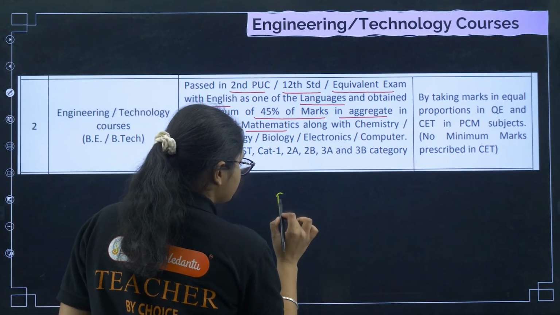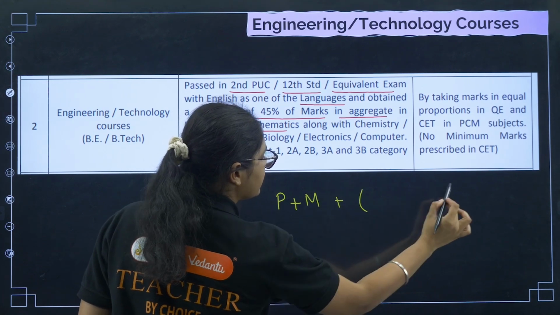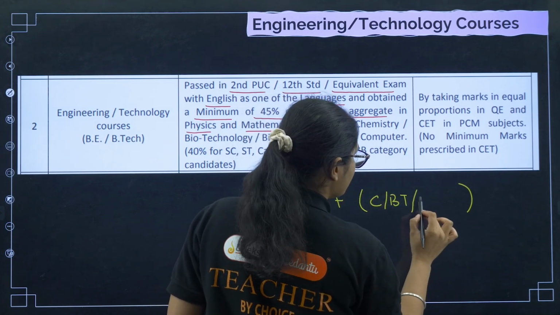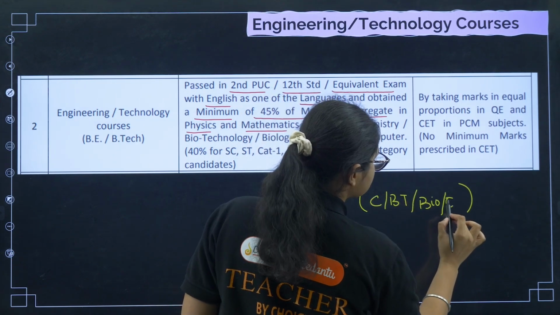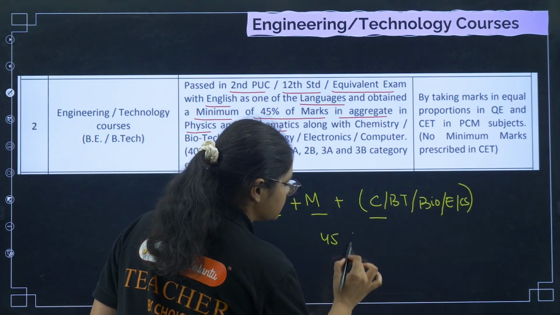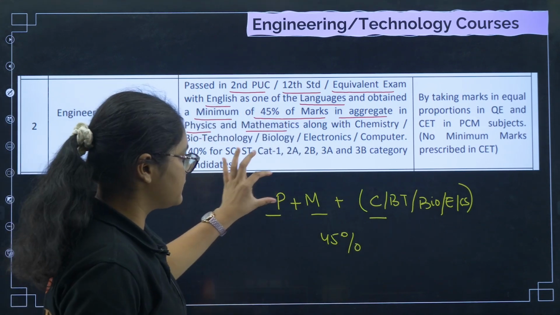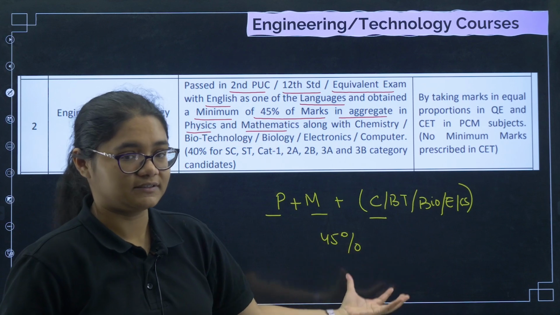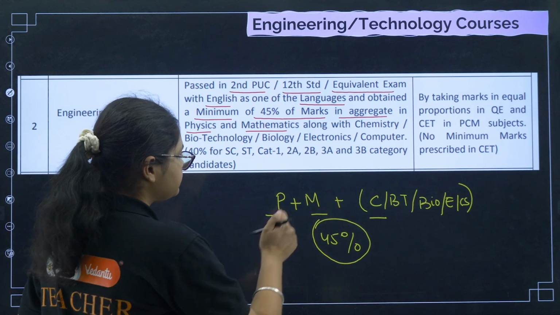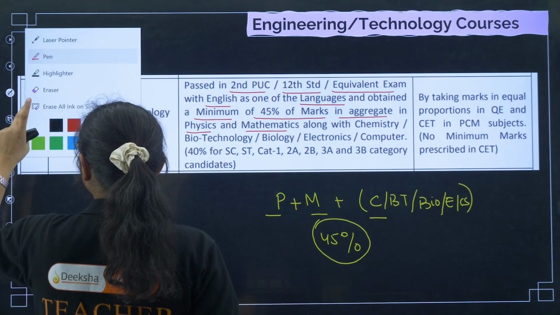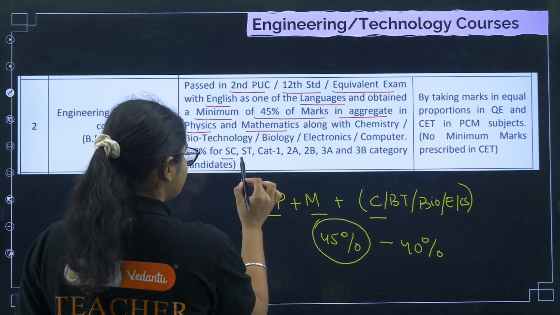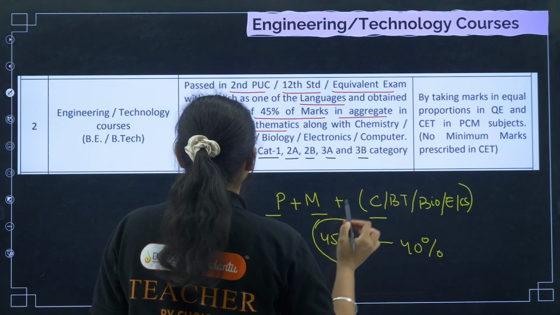You should have physics plus maths, plus anything from here. What are they? Chemistry, you can have biotechnology, you can have biology, you can have electronics, or you can have computer science. Now the addition of these three subjects' marks total should be 45%. Individually it is not required, but the total percentage should be a minimum of 45%. If you add PCM, you should have a minimum of 45%. Clear? Now this is for general students, and this 45% will change to 40% for those who belong to these categories: SC, ST, Cat 1, 2A, 2B, 3A, 3B category candidates.